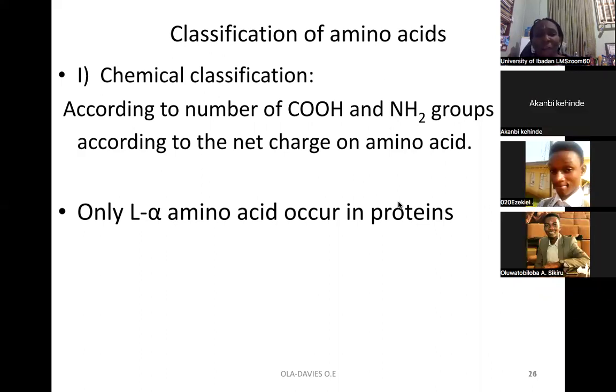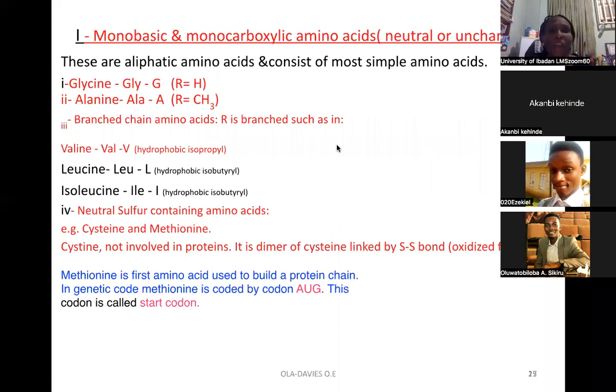Only L-alpha amino acids occur in proteins. We said that in our previous class, and we'll continue to say it again. Only L-alpha amino acids occur in proteins. Under this chemical classification, we have the monoamino monocarboxylic and the diamino or dicarboxylic types. Here we are saying there is either one basic group or one carboxylic group.